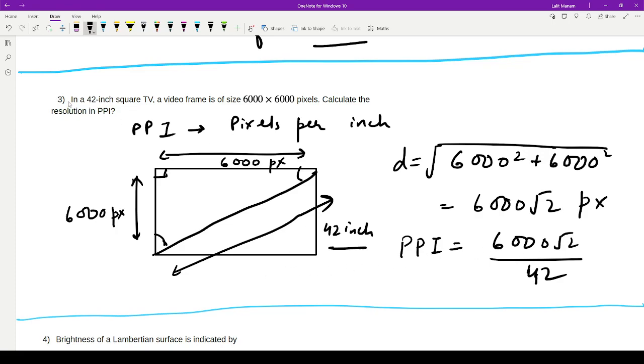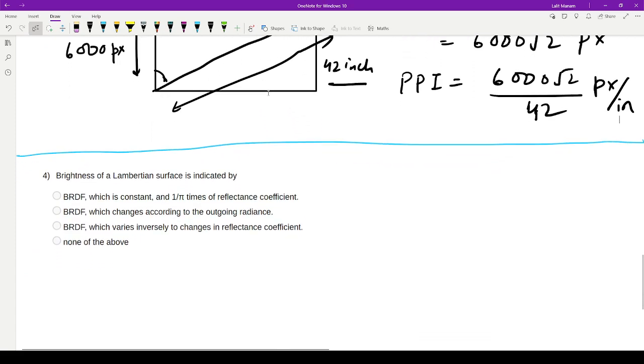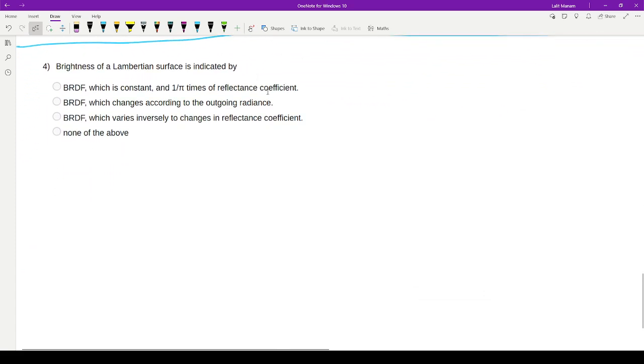So what do we need? We need pixels per inch. So how many pixels per inch you have. We have to divide the number of pixels by the number of inches that you have for the TV, which leads us to this quantity. I hope this clarifies the question. I think we can move on to the next one.